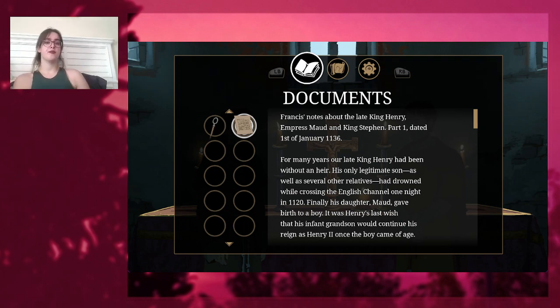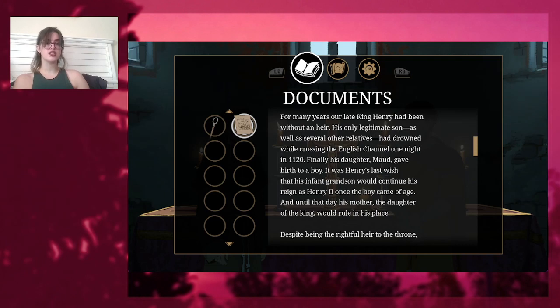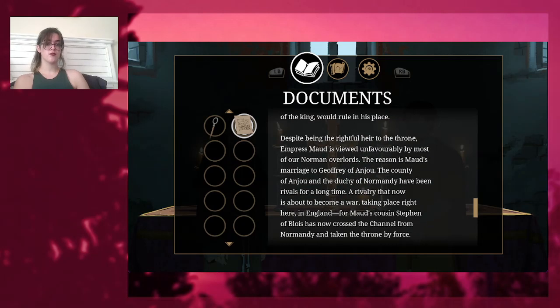Francis's notes about the late King Henry, Empress Maud, and King Stephen, Part 1, dated 1st of January, 1136. For many years, our late King Henry had been without an heir. His only legitimate son, as well as several other relatives, had drowned while crossing the English Channel one night in 1120. Finally, his daughter Maud gave birth to a boy. It was Henry's last wish that his infant grandson would continue his reign as Henry II once the boy came of age. Until that day, his mother, the daughter of the king, would rule in his place.